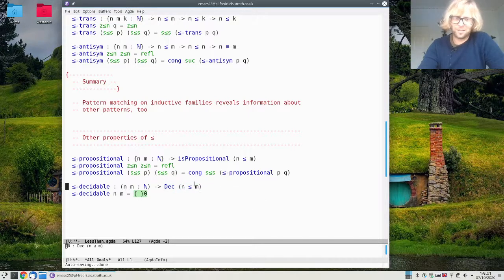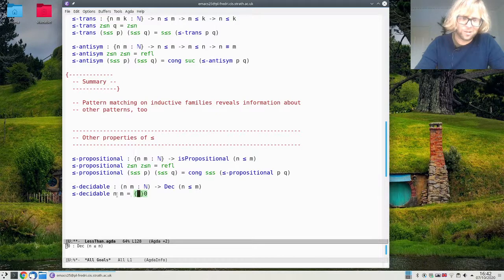So the way to think about this type is that it's a type with two ways to construct things in it. You could either say yes, this is true, in which case you have to give proof that n is smaller than m, or you have to say no, it is not the case that n is smaller than m, in which case you have to give proof of the negation of the statement. So by looking at one of these, we can tell if it's the case or not. So it's decidable. We can decide which one it is.